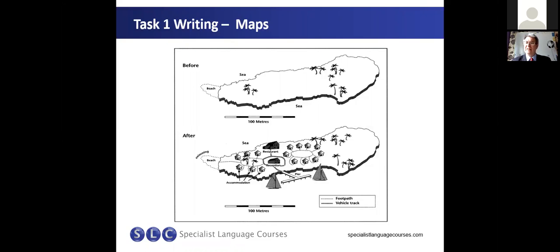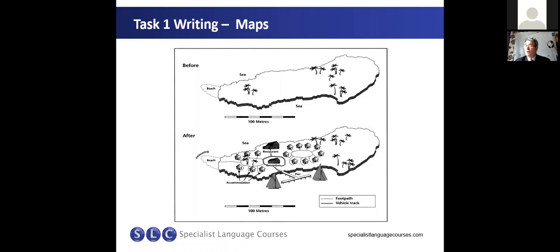So this is an island which afterwards looks very different. So the after picture, there's a restaurant, a reception, accommodation, a pier. It looks like it's become some sort of holiday area, holiday resort. And they've done some roads and tracks on the island too.